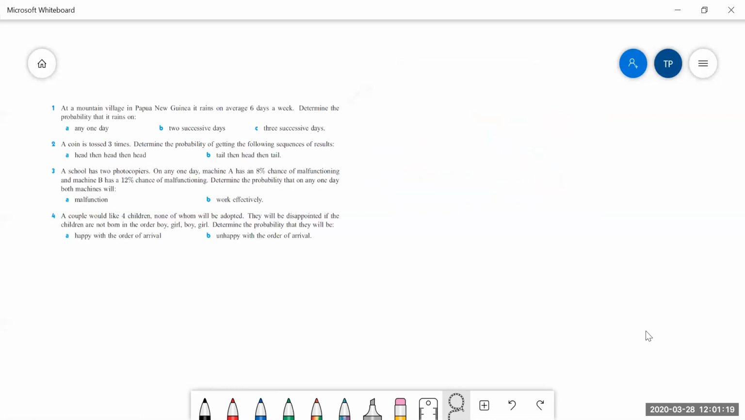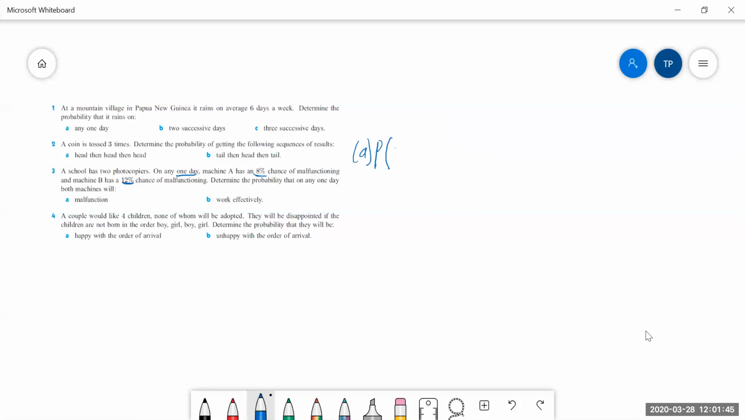Okay. So for question 3, a school has 2 photocopiers. On any one day, machine A has an 8% chance of malfunctioning and machine B has a 12% chance of malfunctioning. Determine the probability that on any one day, both machines will malfunction. So you have to write it out for part A.